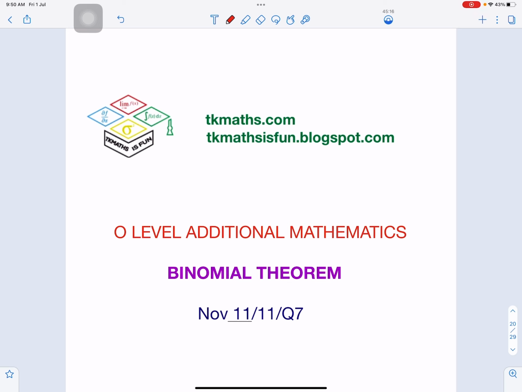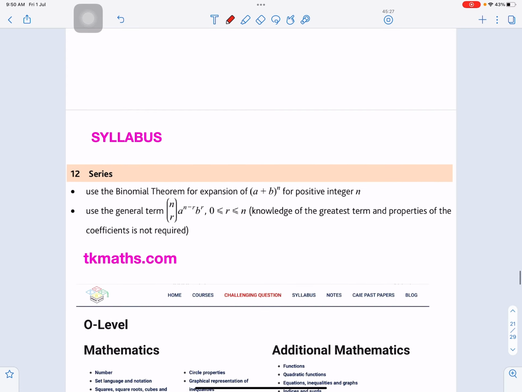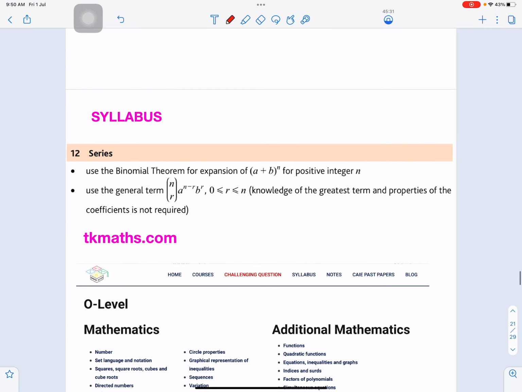In today's video, we will solve a question on binomial theorem. It is a part of the syllabus of O-level additional mathematics, and I have taken this question from November 11, variant 1-1, question 7. According to the syllabus, you need to know how to apply the expansion of the binomial theorem, number one thing, and secondly, about the general term.